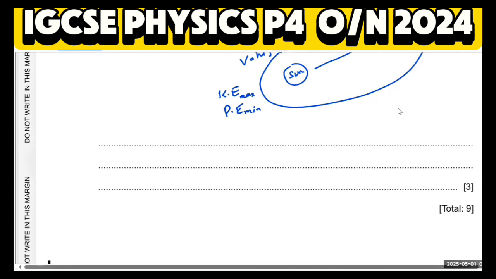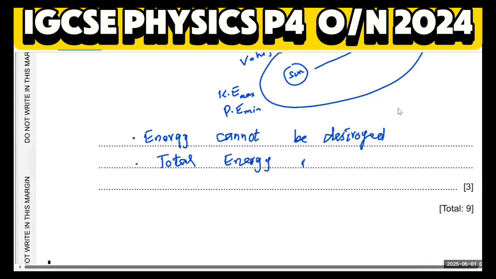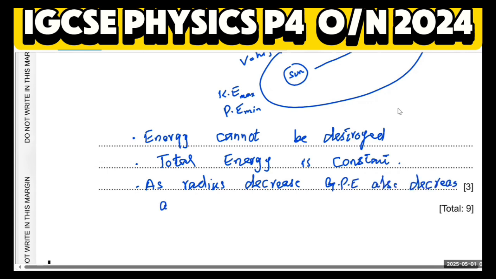So energy cannot be destroyed. Total energy constant, as we know, or you can write the amount of total energy is constant, or you can write as the radius decreases according to the comet, gravitational potential energy also decreases, and kinetic energy increases near to the sun, and so on.